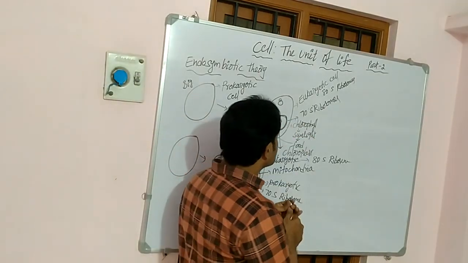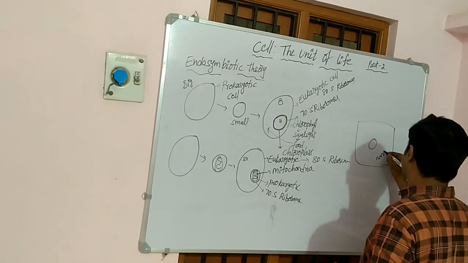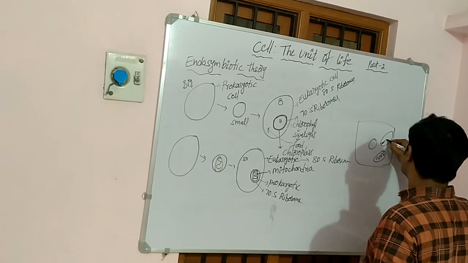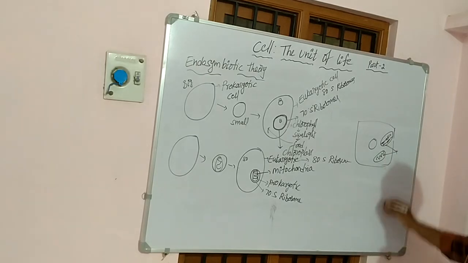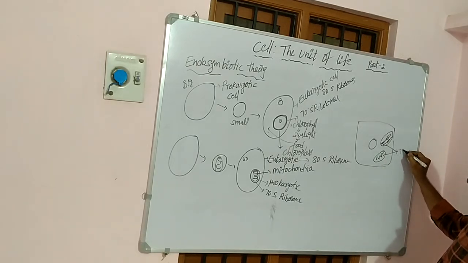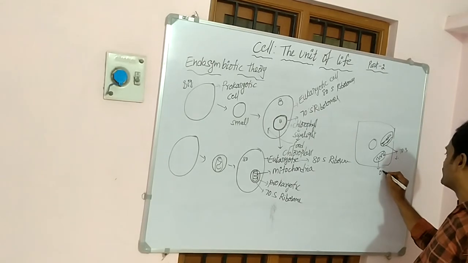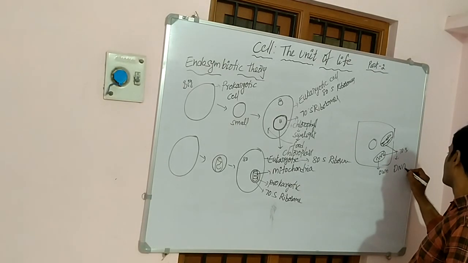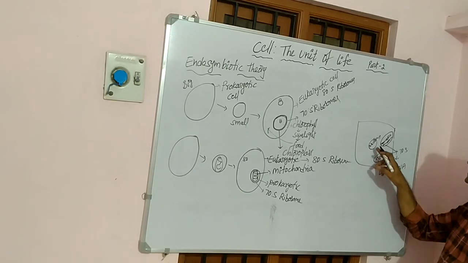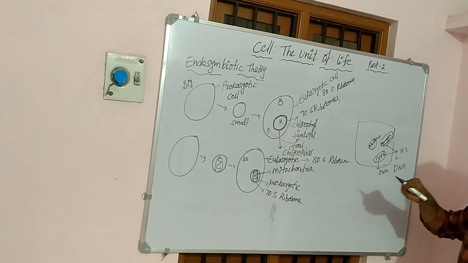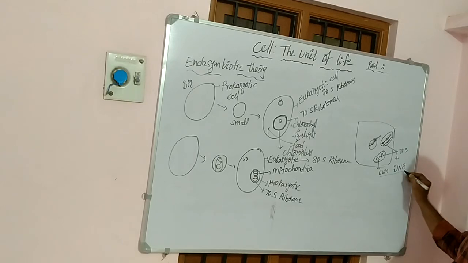So in the eukaryotic cell, suppose this is the nucleus and mitochondria, and suppose this is the chloroplast. These two organelles, mitochondria and chloroplast, both have 70S ribosomes, and they have their own DNA. Commonly DNA is present where? In the nucleus. Commonly the DNA is present in the chromosomes, and chromosomes are present inside the nucleus. But here mitochondria and chloroplast consist of their own DNA.